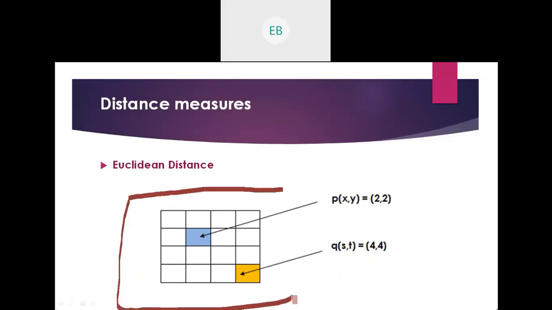So suppose this is my 4 by 4 image. I'm taking a 4 by 4 image because it has 4 columns and 4 rows. So this is my fourth row and this is my fourth column. So this is 4 by 4. Did you get it till here?